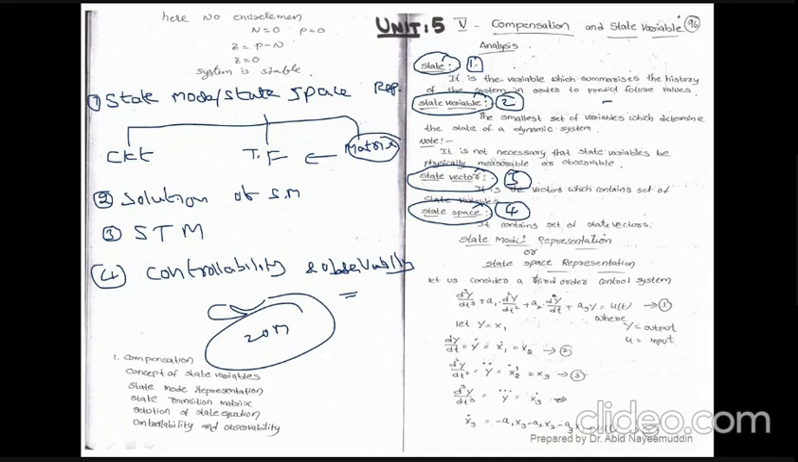So what is state? It is the variable which summarizes the history of the system in order to predict future values. That is known as state. State means it summarizes the history of the system in order to predict the future values.